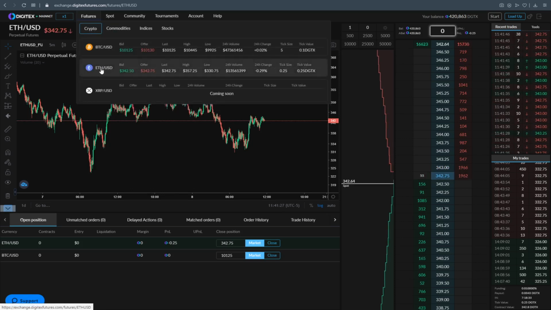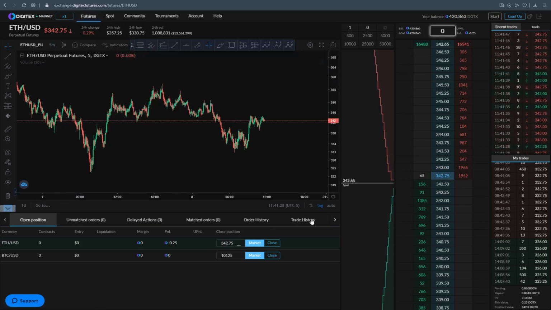And so you just simply click right here and that'll take you to the ETH perpetual contract page interface where you can actually trade that. You can see all the same data applies up here where you have the last traded price, 24-hour change, 24-hour high low price, and 24-hour volume in contracts and in USD.